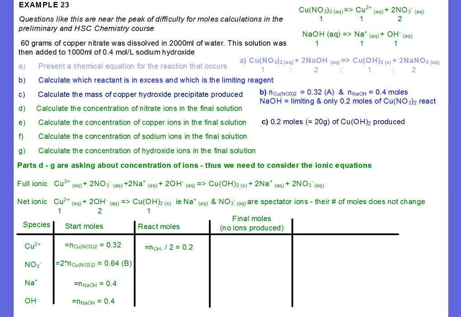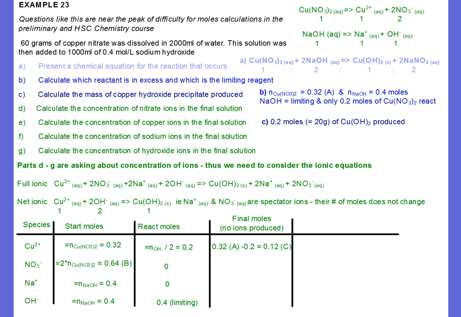Next thing is how many reacted? Well, the copper reacts with the hydroxide ions in a 1 to 2 ratio, and we knew from the previous question that the sodium hydroxide is a limiting reagent, which means the hydroxide ions from that sodium hydroxide are also limiting reagents, and therefore the moles of copper is just half the moles of hydroxide, so 0.4 divided by 2 tells me that 0.2 moles of copper is going to react. No moles of the nitrate and sodium react because they're spectator ions, and because the hydroxide is a limiting reagent, that means all 0.4 moles we started with must react because it's limiting.